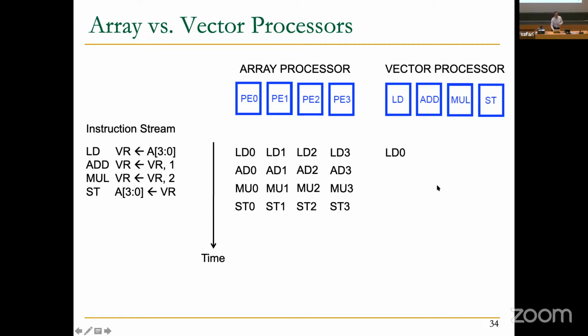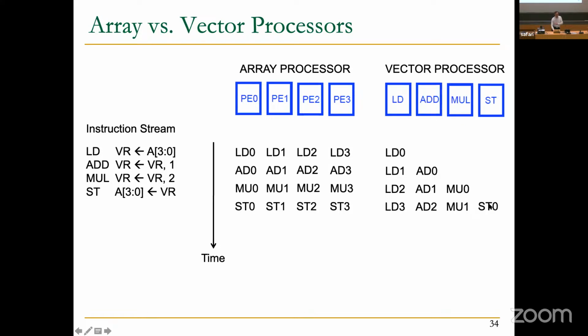So in the first cycle, you start loading the first element from address A to the vector register, the 0th element. In the next cycle, you load element 1, okay? Concurrently, this result is done, hopefully, and you can add 1 to it, right? So you're operating on the 0th element and adding 1 to it in the add unit. And then in the next cycle, you're loading the second element in the load unit, adding 1 to the first element in the add unit, and multiplying the 0th element by 2 in the multiply unit.